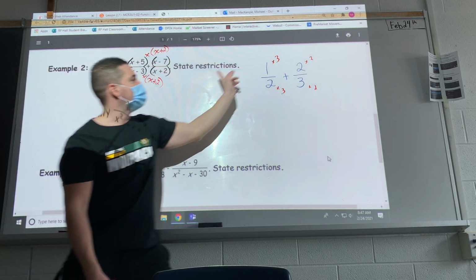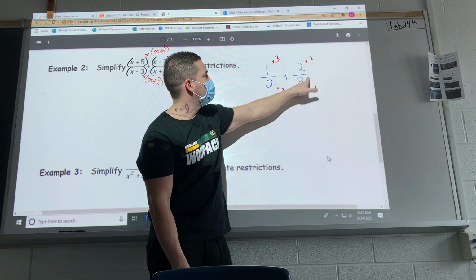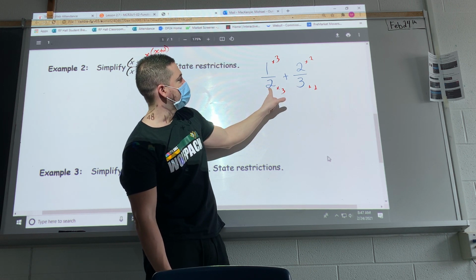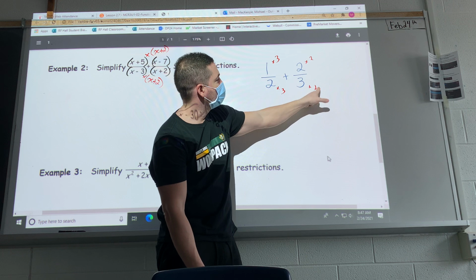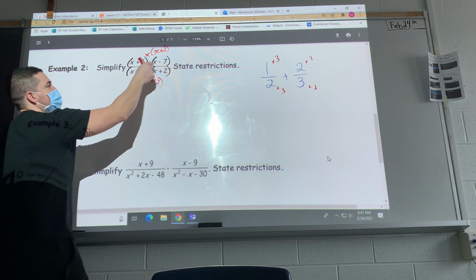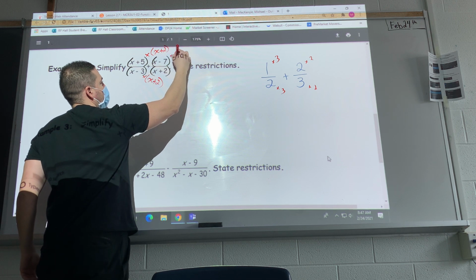And then for the second fraction, like 2 over 3, we multiplied it by the first fraction's denominator. We took the 2 and multiplied them both by 2. We do the same here. This is x minus 3, so we're multiplying this by x minus 3.